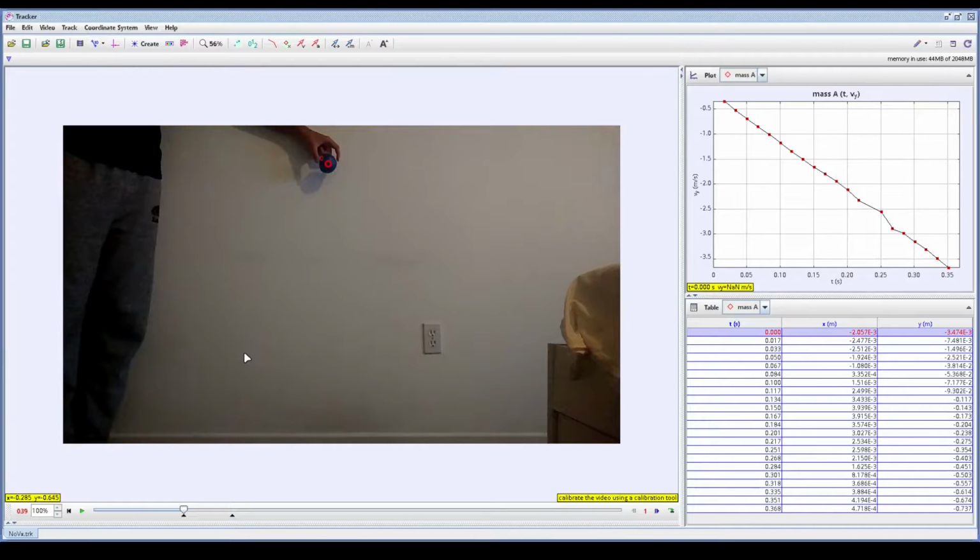So here's Tracker, and as always, I'll just let the motion play out first. And as you can see, the ball just drops straight down under the influence of gravity. Now let's go back to the slides and look at the equations of motion for this.